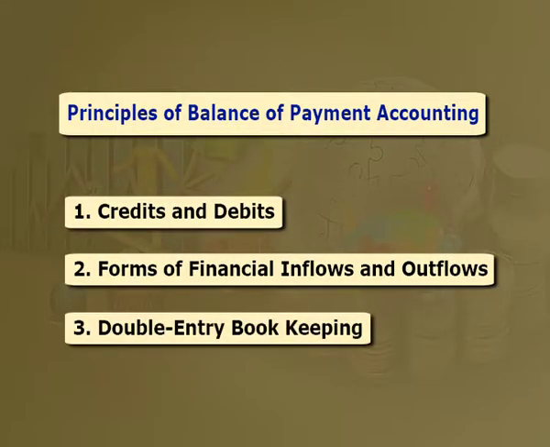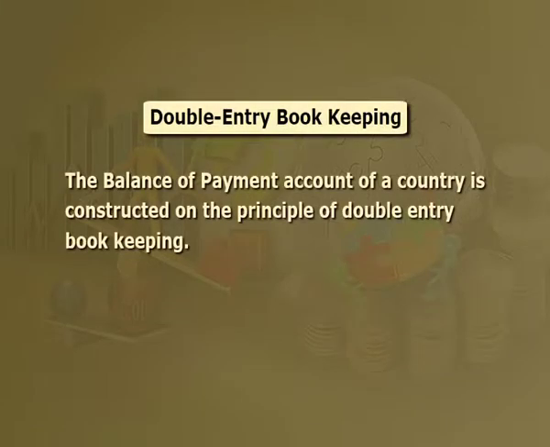We will now have a look at double entry bookkeeping. The balance of payment account of a country is constructed on the principle of double entry bookkeeping. Each transaction is entered on the credit and debit side of the balance sheet. This means that each international transaction is recorded twice, once as a credit and once as a debit of an equal amount, because in general every transaction has two sides. Let us understand this with the help of various examples.